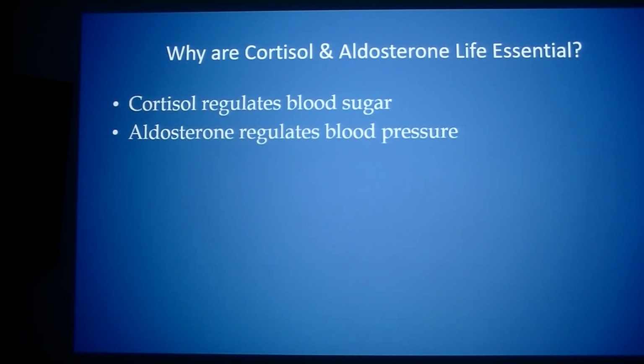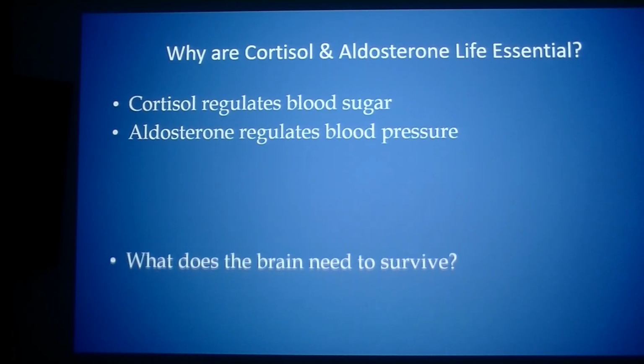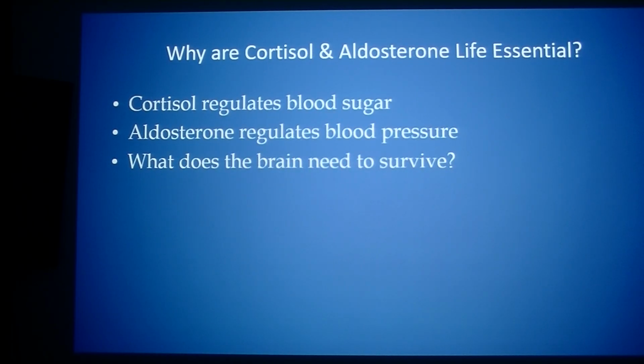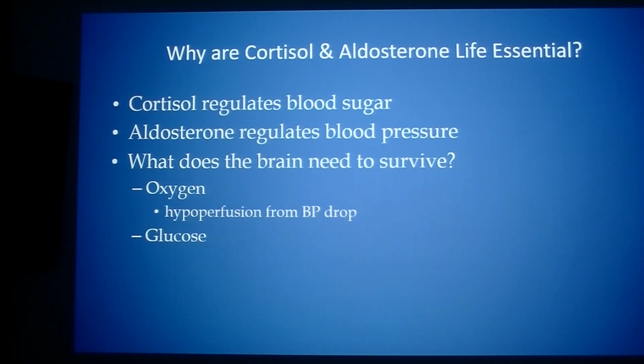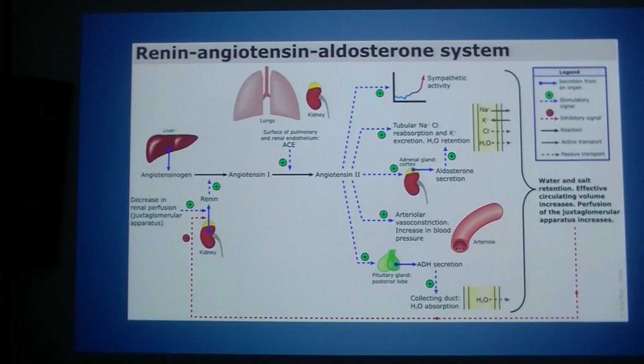So why are cortisol and aldosterone life essential? Cortisol regulates blood sugar, and aldosterone regulates blood pressure. And what does the brain need to survive? Oxygen and glucose. When the blood pressure drops, you get hypoperfusion, which starves the brain of oxygen. Cortisol inhibits insulin production. You have blood sugar problems.